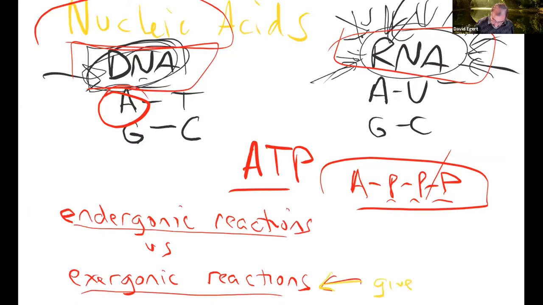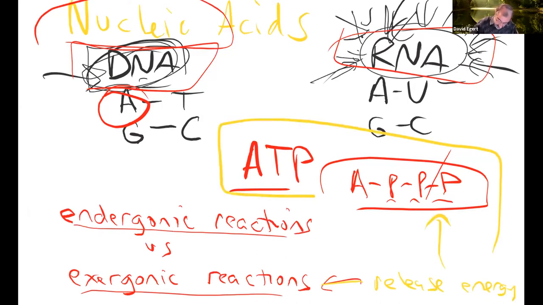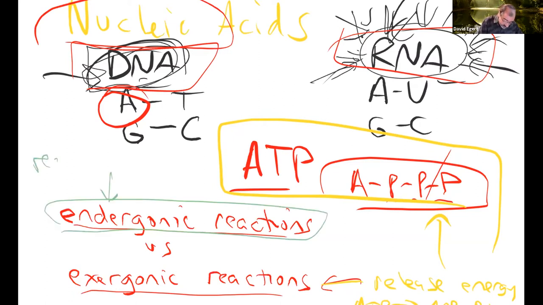These give off energy, these release energy. For instance, ATP going to ADP plus phosphate is an exergonic reaction, something that releases energy. Endergonic is something that requires energy to run. So these are often coupled.